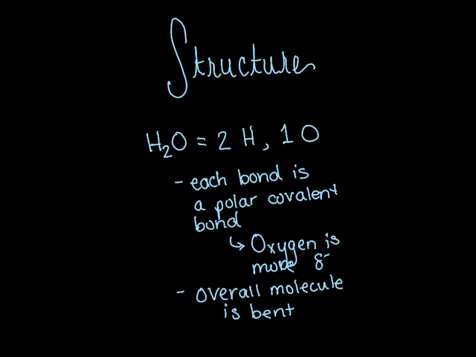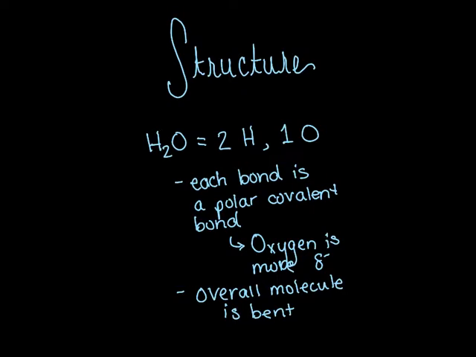The structure of water is that it is H2O, meaning 2 hydrogens and 1 oxygen, and each bond is polar covalent. The oxygen is slightly more electronegative, meaning that the electrons are going to be more pulled towards the oxygen than either of the hydrogens, and the overall molecule is bent.